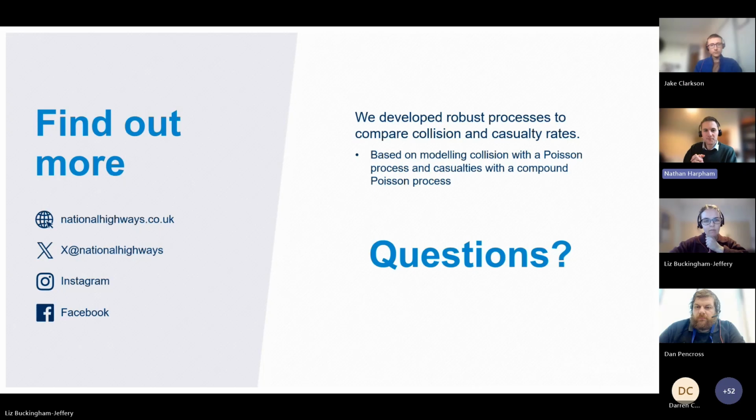Any thoughts on that? Yeah, so these methods work fine for KSIs. When we've described this, we've talked about all collision numbers, collision rates or casualty rates. But it's equally fine to apply them to KSI rates, so to subsets of collision rates, or FWI.